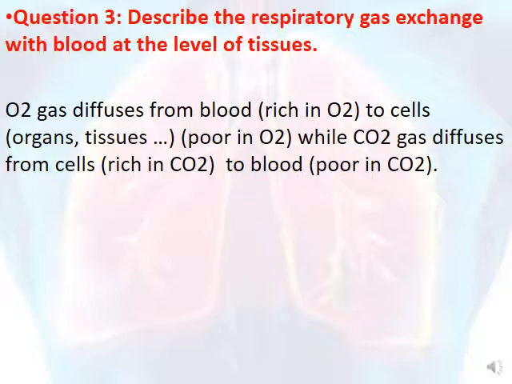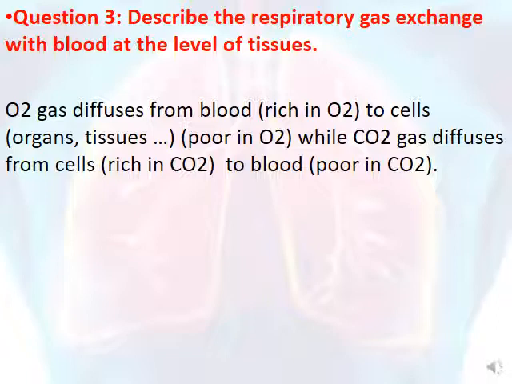Question number 3, describe the respiratory gaseous exchange with blood at the level of the tissues. Oxygen gas diffuses from the blood rich in O2 to the cells, organs, or tissues that are poor in O2, while CO2 gas diffuses from the cells that are rich in CO2 to the blood that's poor in CO2.